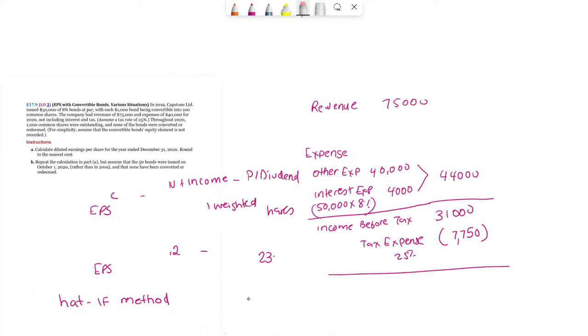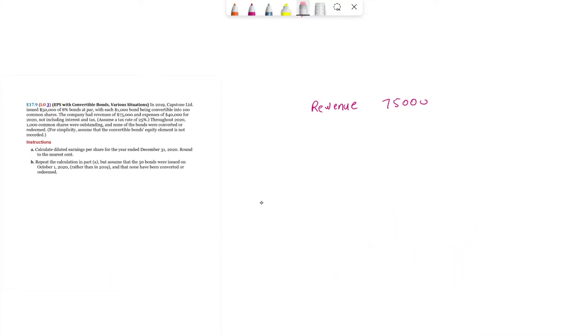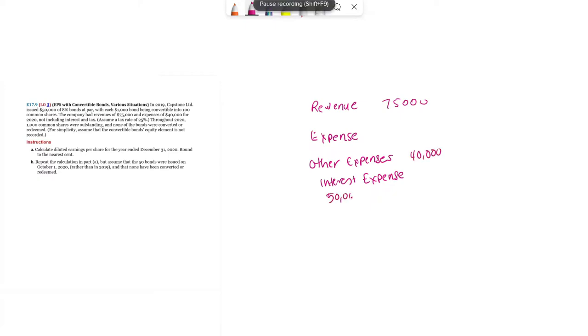So we need to redo our income statement. Our revenue did not change. Now a little bit changed because the bond wasn't outstanding for the full year. It was only outstanding for the 3 months. So then my next one is my expenses, and then we have other expenses, then we have our interest expense. My other expenses are about 40,000. My interest expense is bond is 50,000.